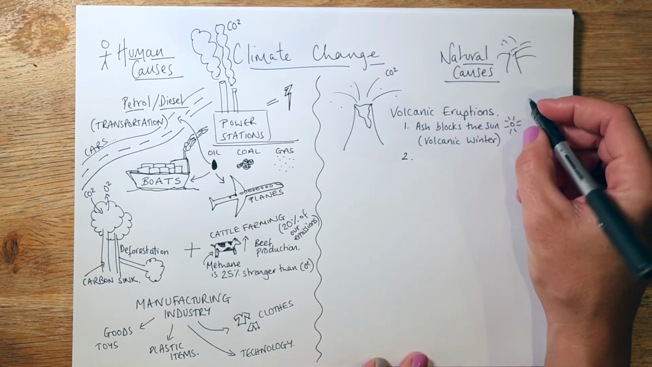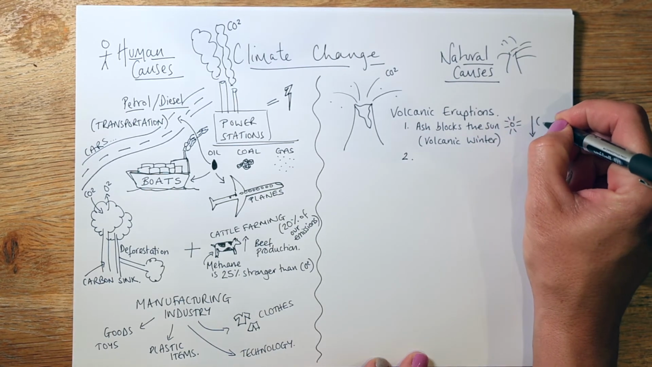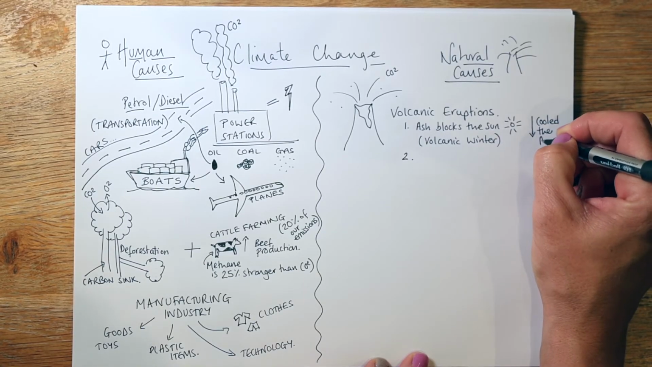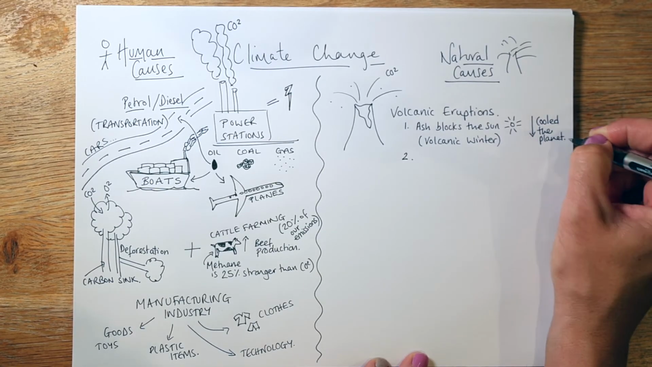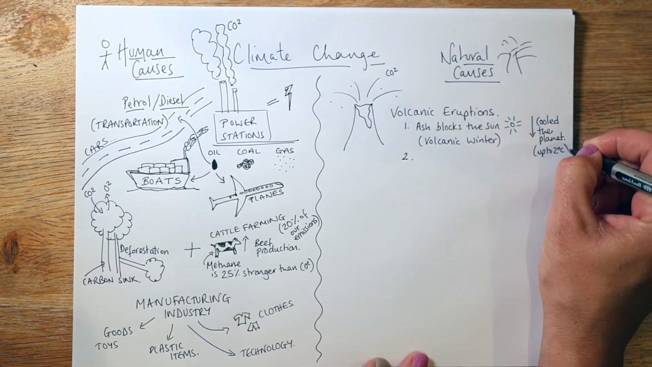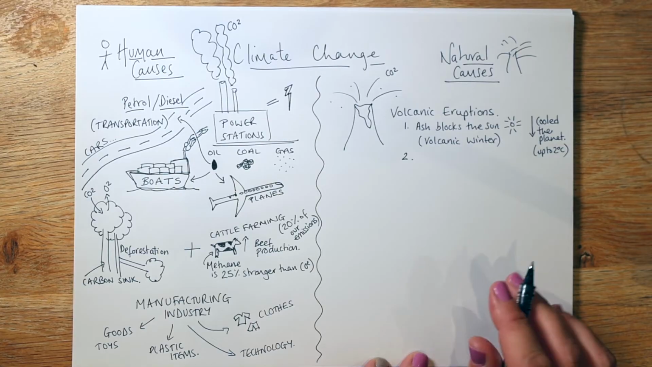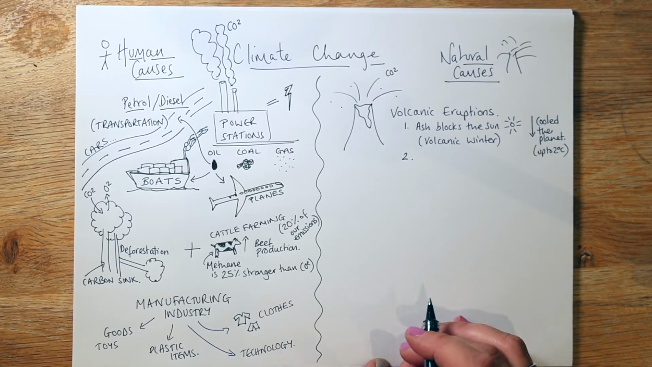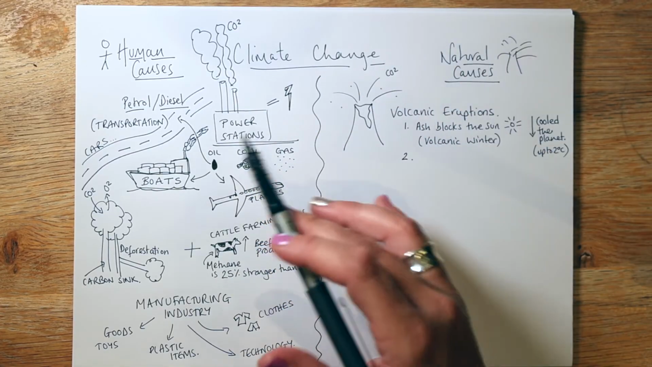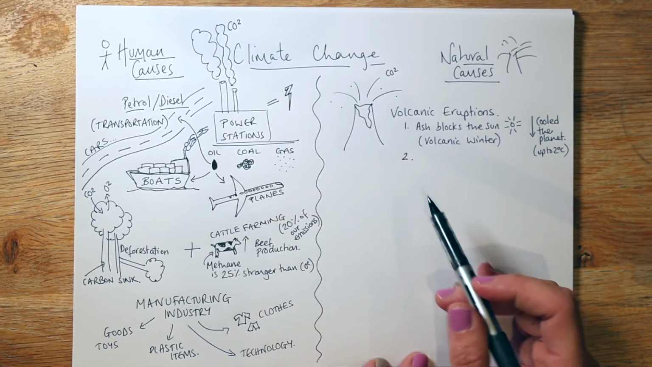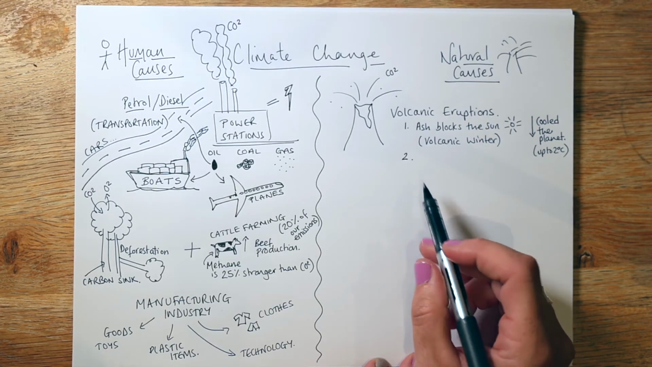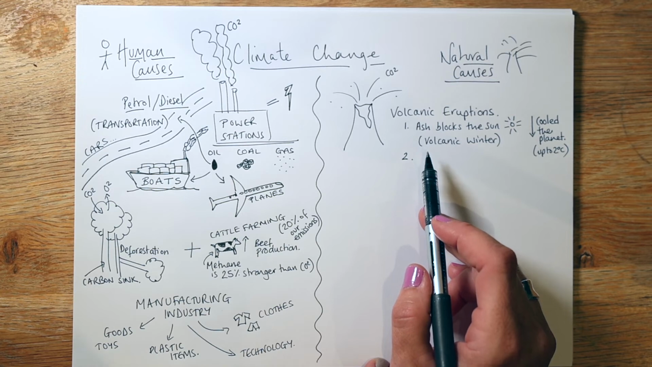But it actually cooled the planet by quite a lot. I think it was about 1 or 2 degrees, so we'll say up to 2 degrees Celsius. So yeah, it will cool down the planet, which is odd. But remember, we're talking about climate change. We're not just talking about global warming. So this is things that affect our climate. We've got our human causes and we're doing our natural ones at the moment. So the ash blocks the sun.